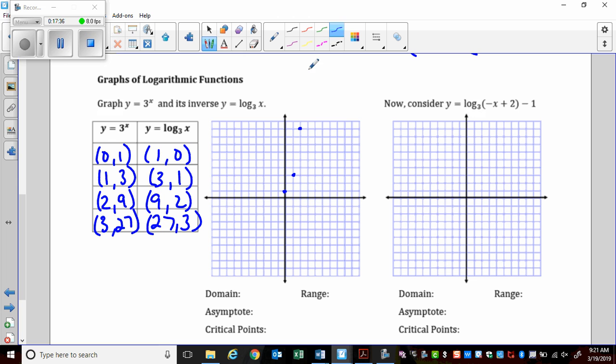something like that, and at 3 we're really, really high, maybe like up here at 27. Okay, so this is my exponential. It's infinitely close to the x-axis, never touching it.